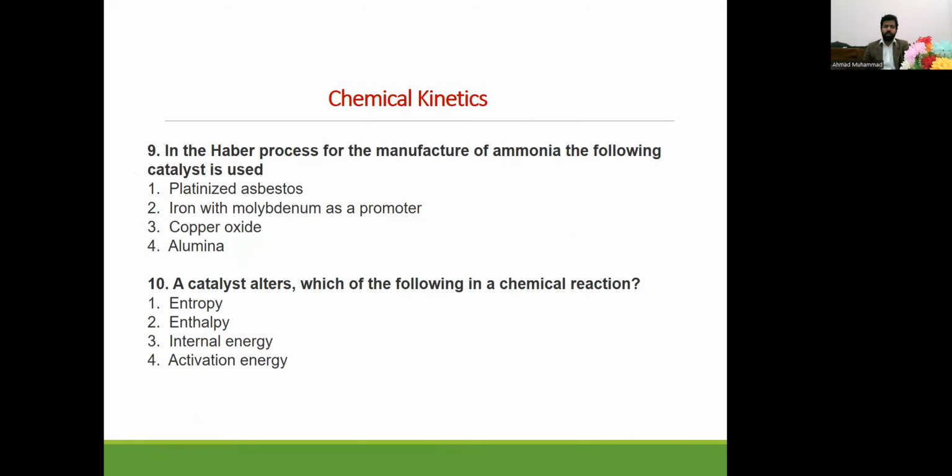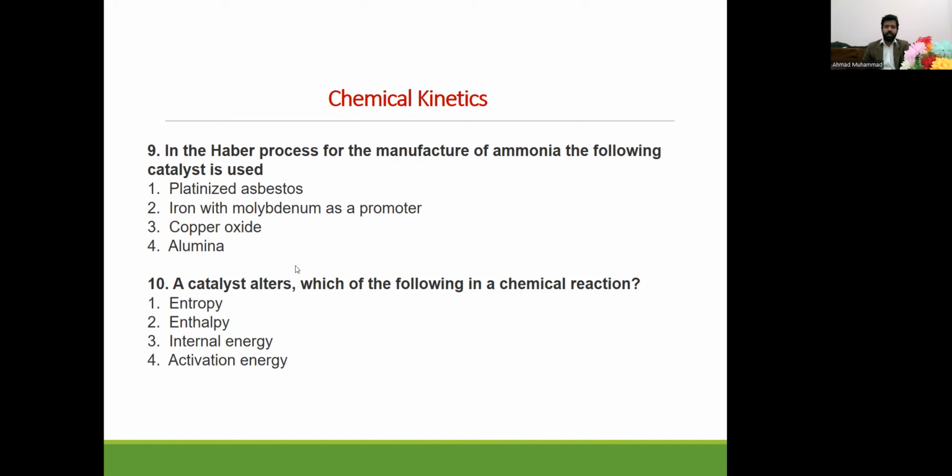So, if we move to question number nine, in the Haber process for the manufacturing of ammonia, the following catalyst is used: platinized asbestos, iron with molybdenum as a promoter, copper oxide, aluminum. So, from these options, the right option is B, iron with molybdenum as a promoter.